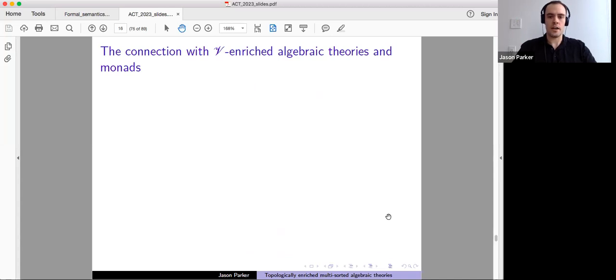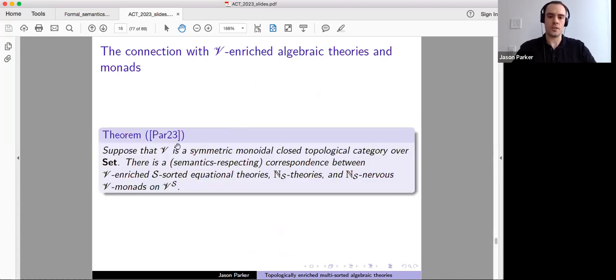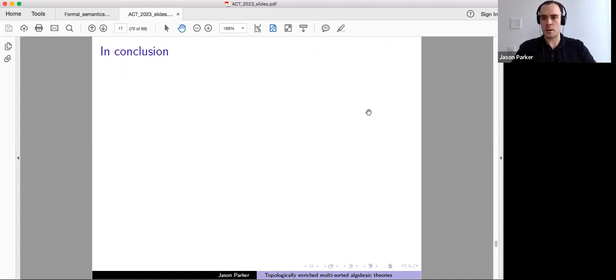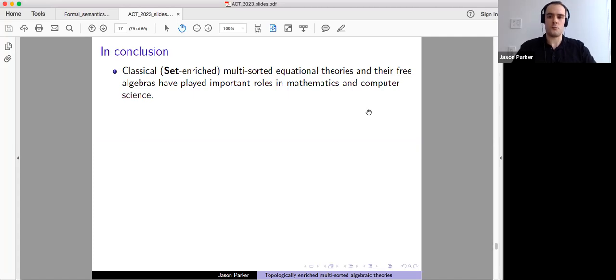Okay, so the point is that in the context of this talk, where V is a symmetric monoidal closed topological category over Set, there is a correspondence between the V-enriched multi-sorted equational theories that I've been talking about and these N_S enriched algebraic theories and these N_S-nervous V-monads on V^S. And this correspondence respects semantics in a suitable sense. Okay, so I will now just wrap up. I think that's 5 minutes left.